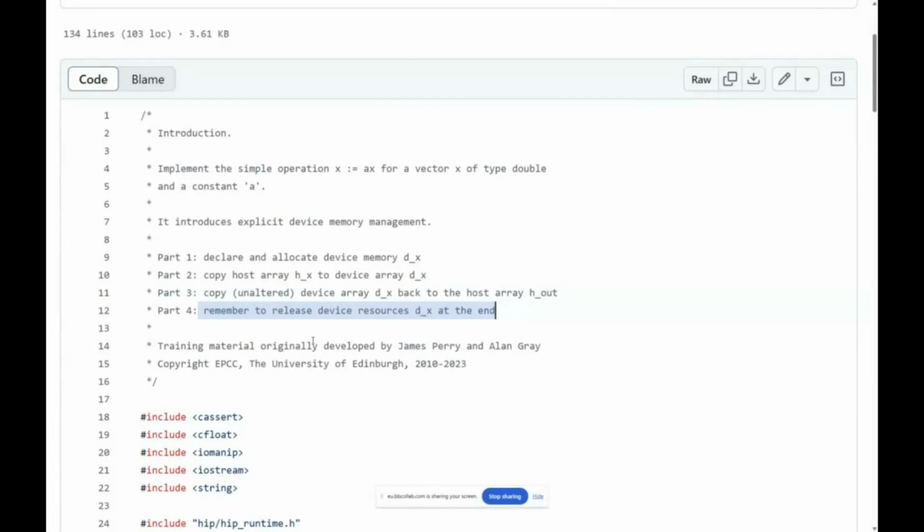Once we do this, you need to compile it and run it on a GPU node on Archer 2, and that will perform a little test to check if you've done this correctly and print you a message to check if all the values are correct in the expected output.